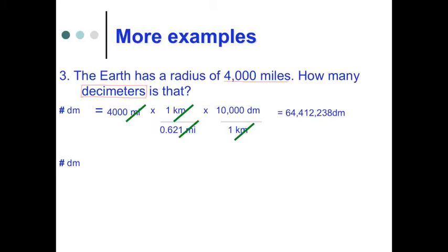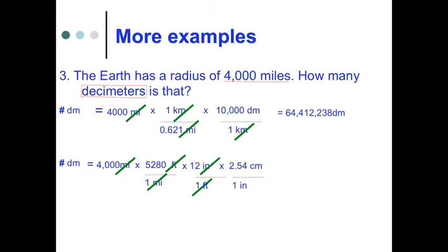I want to know the number of decimeters that's equal to 4,000 miles, but maybe I don't use the same conversion factors. What if I decided to start by using my mile-high measurement? 1 mile is 5,280 feet. And then we can go from feet to inches because almost everybody knows that conversion. 1 foot is 12 inches. And then we can go from inches to centimeters, which maybe you found in the back of your textbook. 1 inch is 2.54 centimeters.